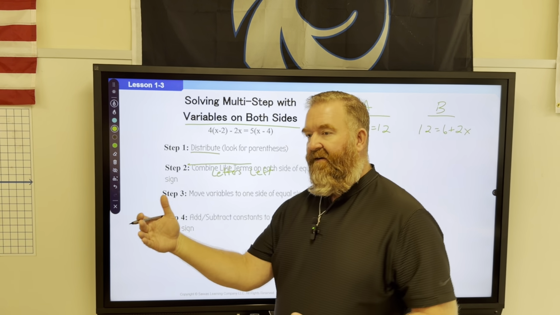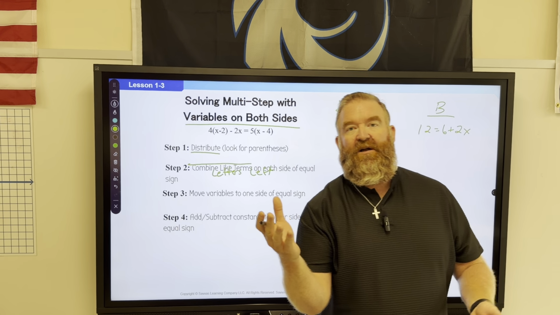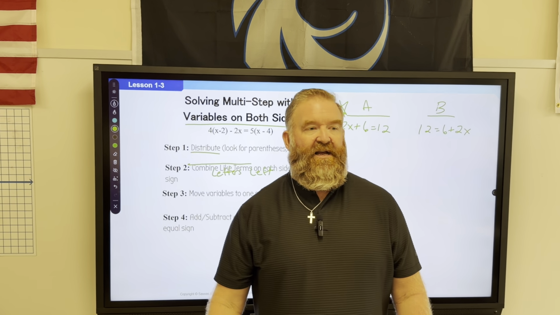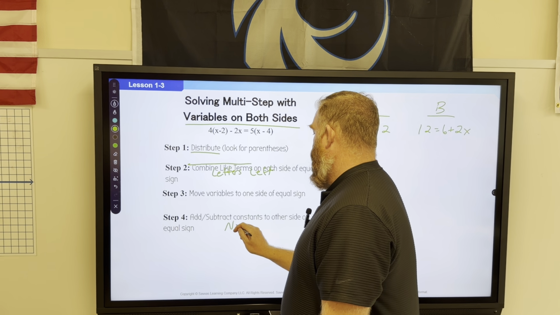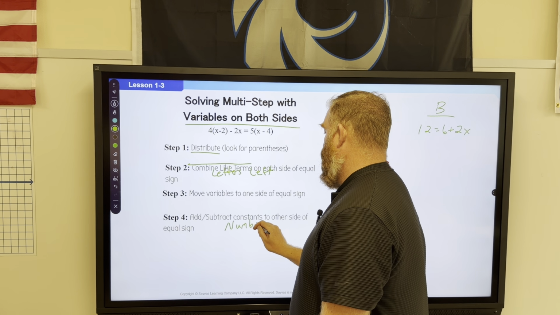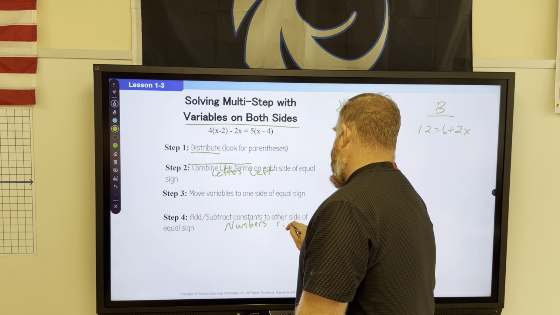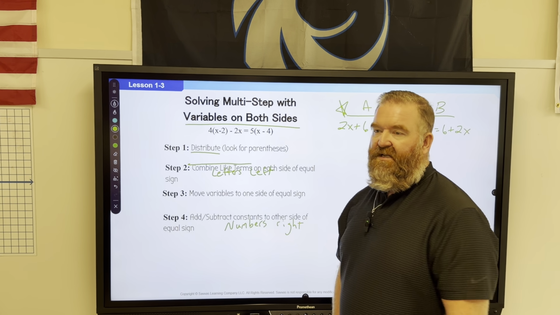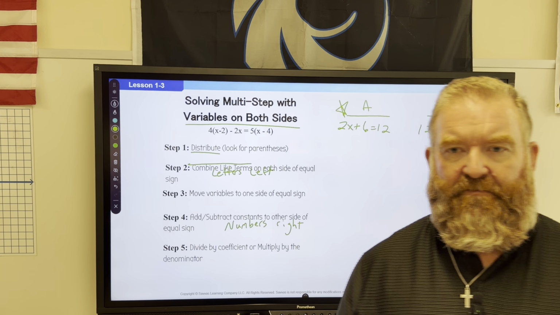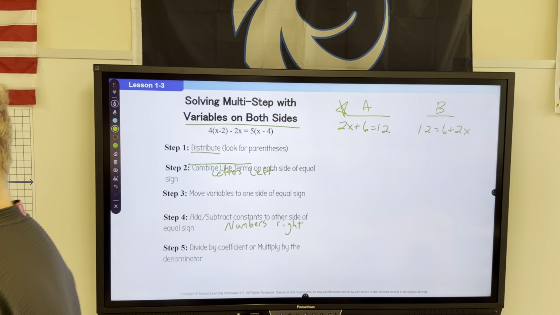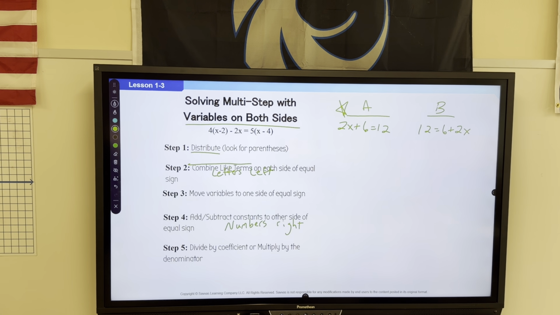So if the variables are on the left, the constants need to go to the right. If you want to put the variables on the right, the constants have to go to the left. It doesn't really matter. But if we're going to go letters left, I want numbers or constants to the right. Letters left, numbers right. And then step 5 is simply solve. Just solve the problem. Divide or multiply, depending on which one you want. Cool? Is everybody okay? Clear as mud? Okay, good.